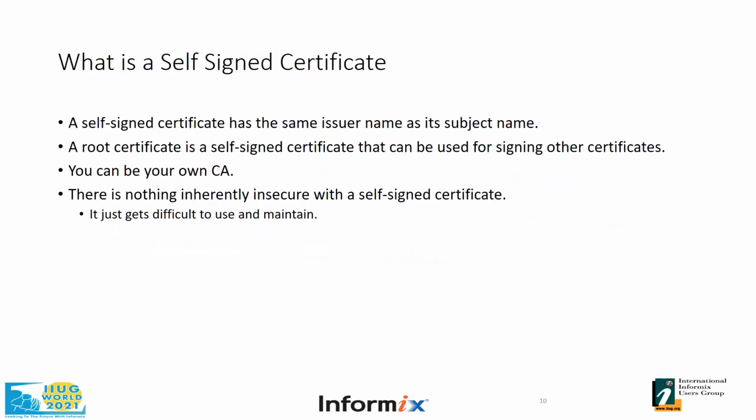Okay, so what's a self-signed certificate? A self-signed certificate has the same issuer name as its subject name. A root certificate is a self-signed certificate that can be used for signing other certificates, and you can be your own certificate authority.